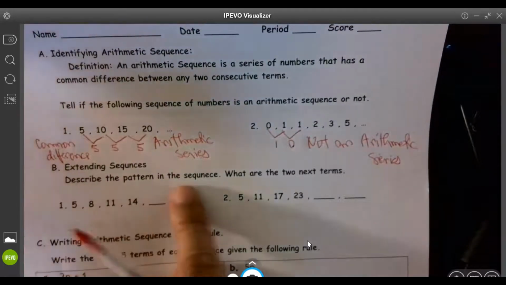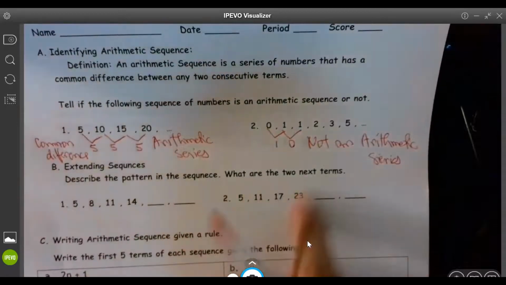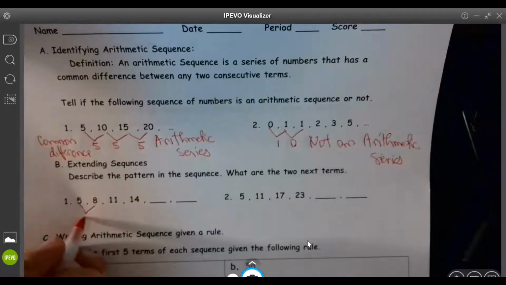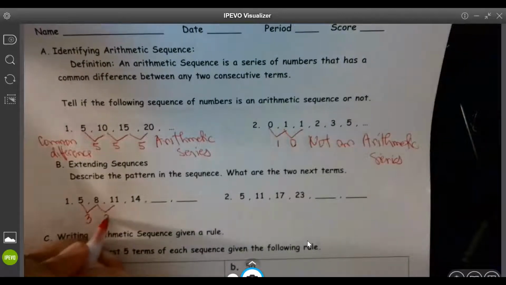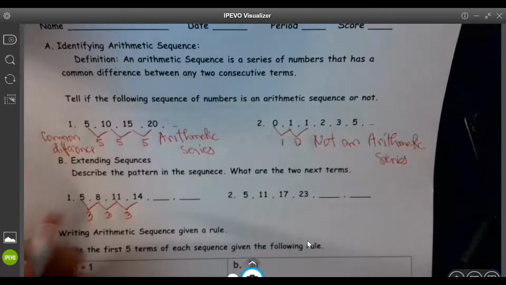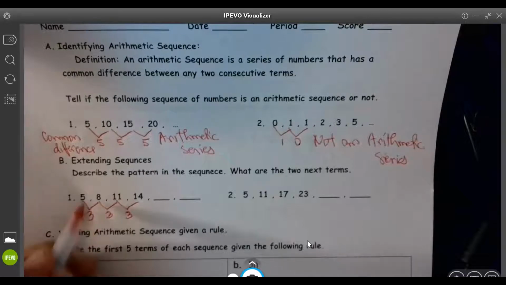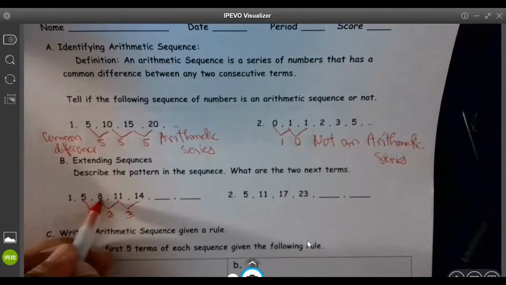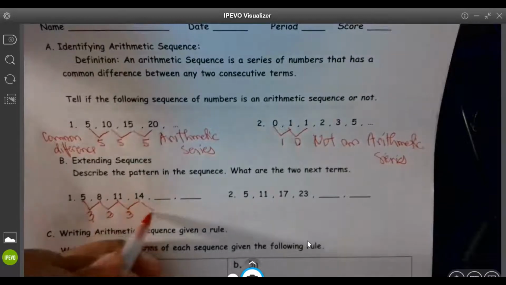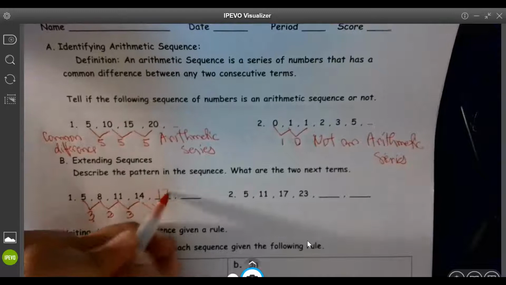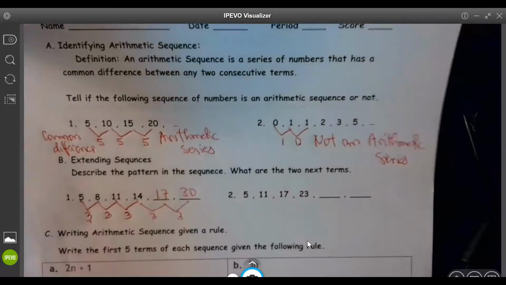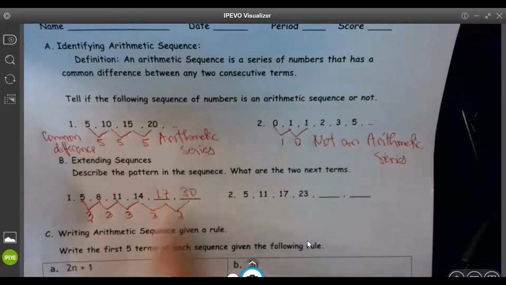Describe the pattern in the sequence, then write the next two terms. So the pattern here is, if we subtract any two terms, the difference is 3. 11 minus 8 is 3. 14 minus 11 is 3. So the pattern is you add 3 to the previous term. 5 plus 3 is 8, plus 3 is 11, plus 3 is 14. So this will be plus 3, this will be 17. And this will be plus 3, this will be 20. So those are the next two terms.